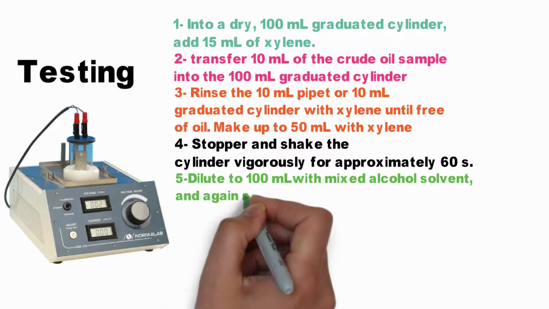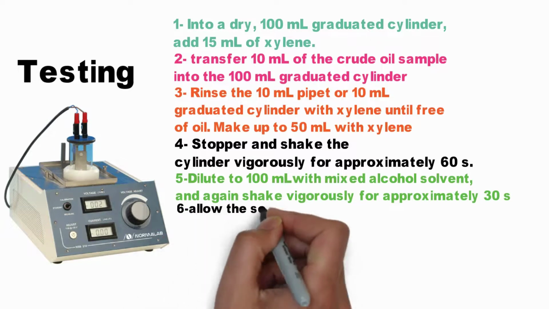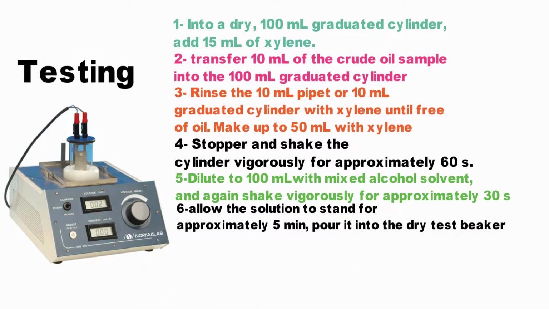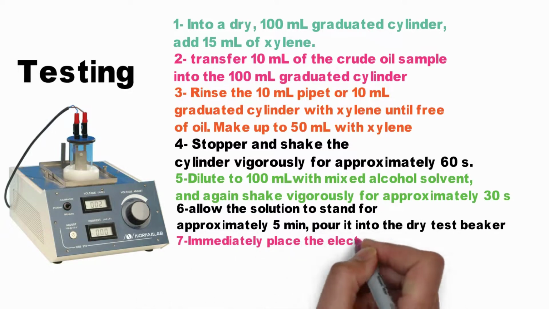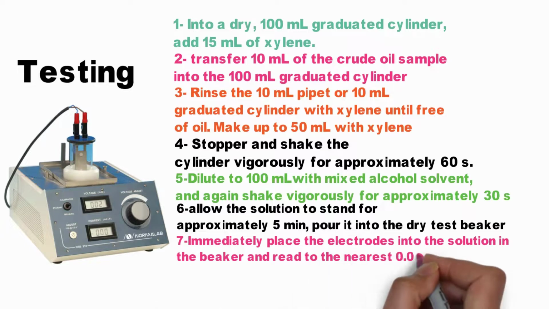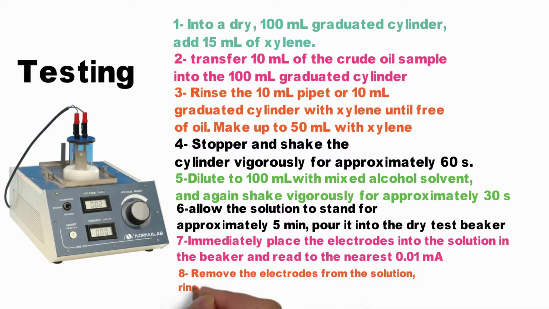Allow the solution to stand for approximately 5 minutes. Pour it into a dry test beaker. Immediately place the electrode into the solution in the beaker and read to the nearest 0.01 milliampere. Remove the electrode from the solution, rinse with xylene followed by hexane and allow them to dry.